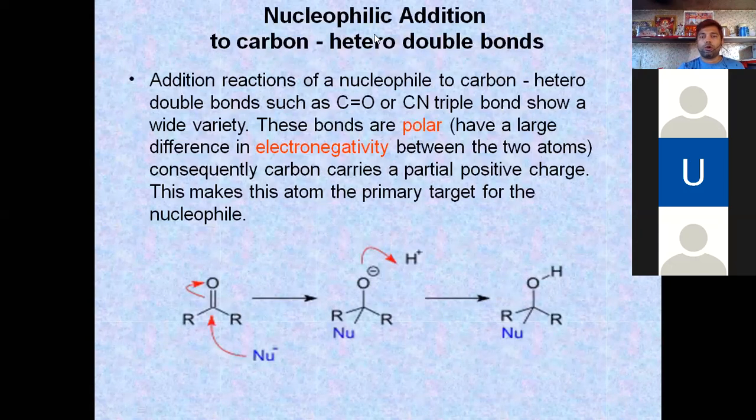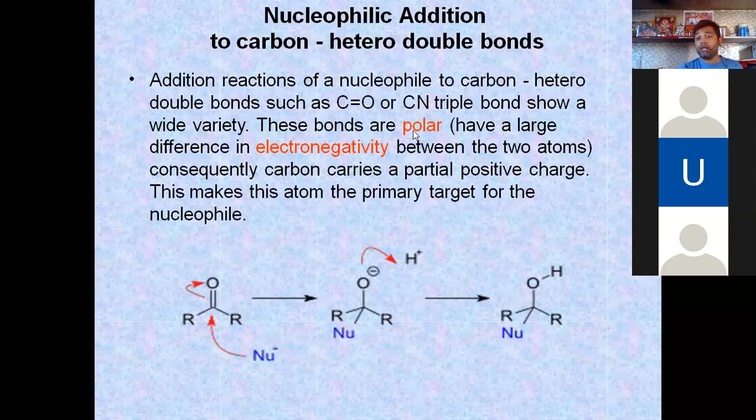Now, nucleophilic addition to carbon hetero double bonds. Hetero molecules means carbon bonded to oxygen, carbon bonded to sulfur, like this, or nitrogen. Addition reactions of a nucleophile to carbon hetero double bonds, such as carbonyl or nitrile triple bonds, show a wide variety.